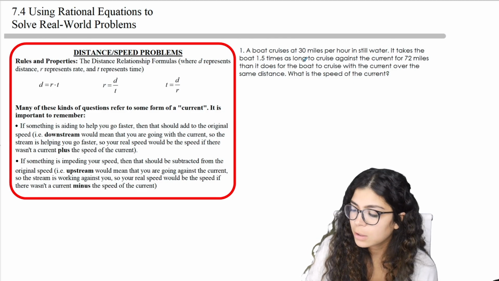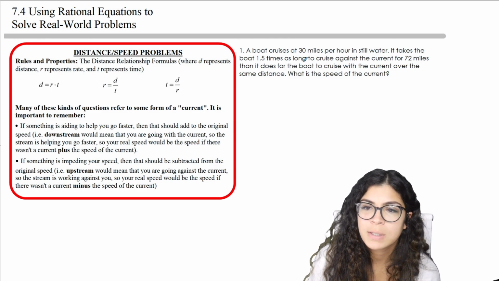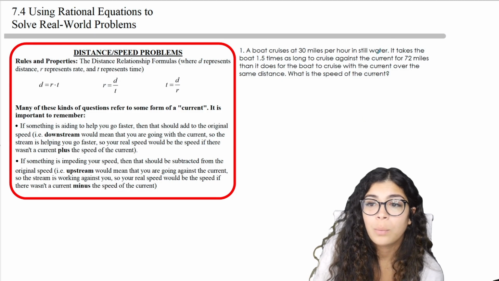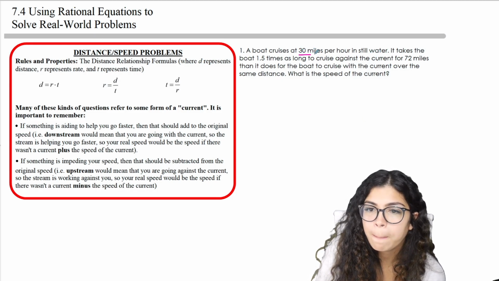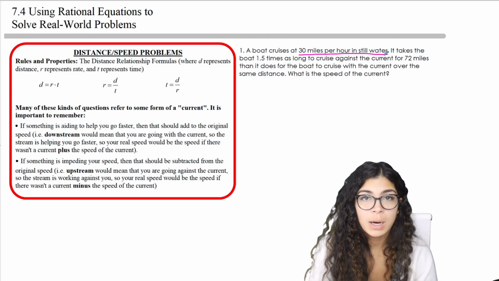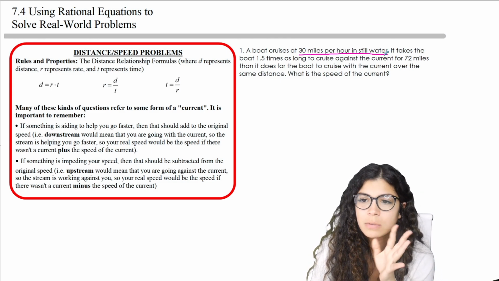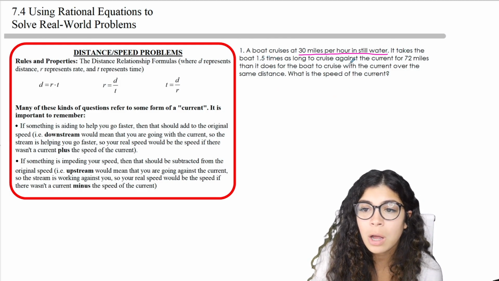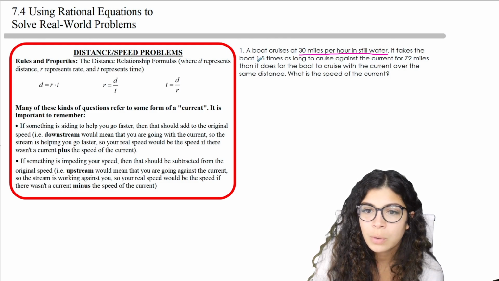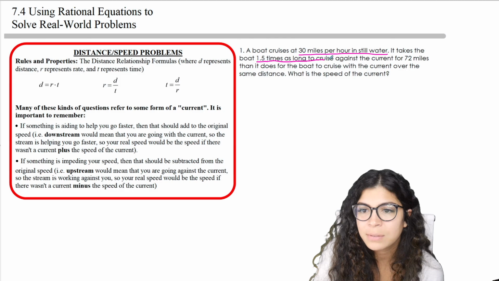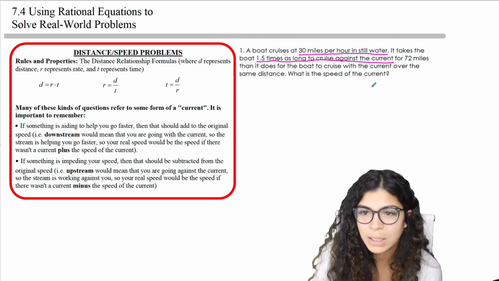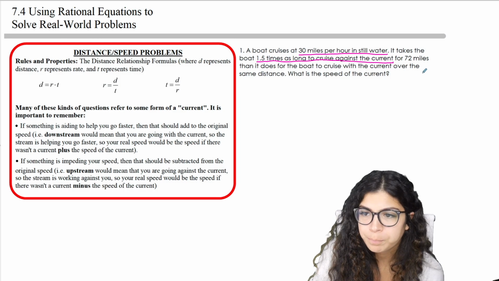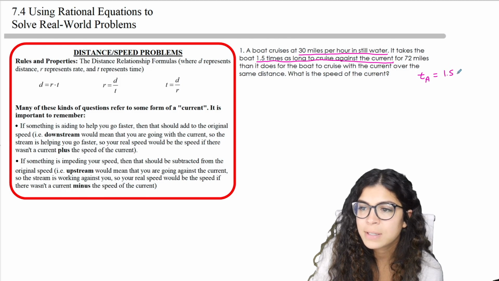So let's take a look at our first example. A boat cruises at 30 miles per hour in still water. Okay, so we have a speed here. And again, this speed is for still water, so the speed with no current at all. It takes the boat 1.5 times as long to cruise against the current. So notice that it takes 1.5 times as long to cruise against the current. So the time to cruise against the current equals 1.5 times the time that it would be to go with the current.